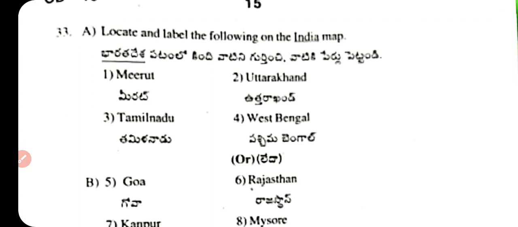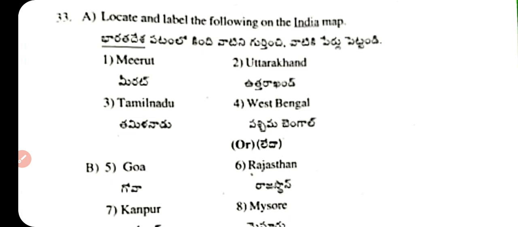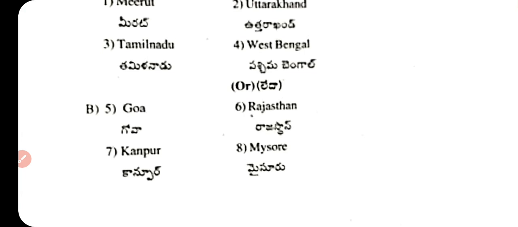Locate and label on the map of India: Meerut, Uttarakhand, Tamil Nadu, West Bengal, and as the internal choice, Goa, Rajasthan, Kanpur, and Mysore. This is the question paper, and the solution to each question is in this video.